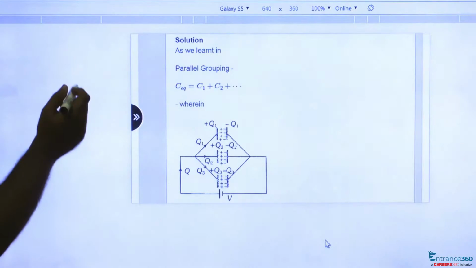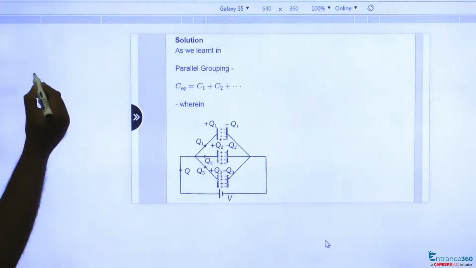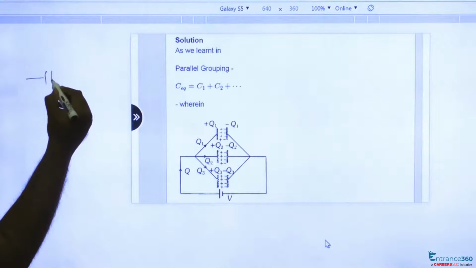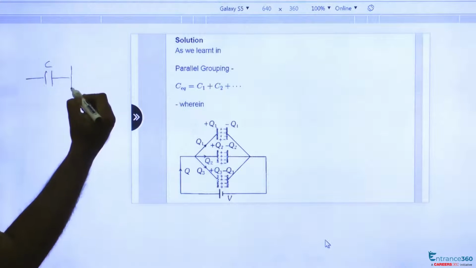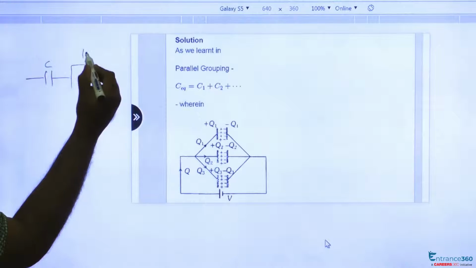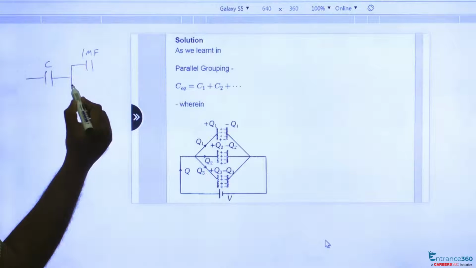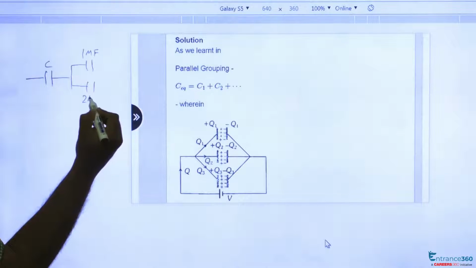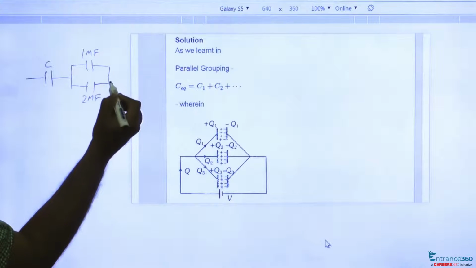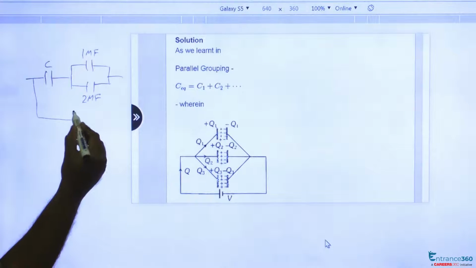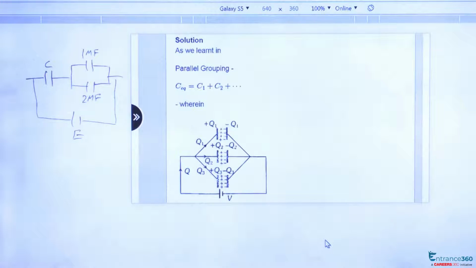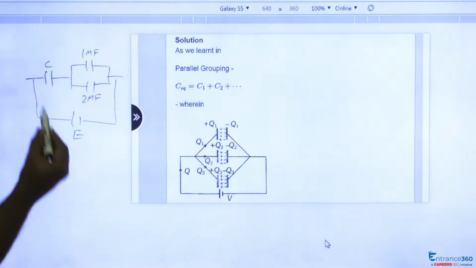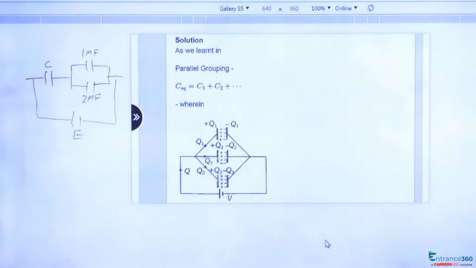As per the given question, we have a capacitance C which is varying from 1 μF to 3 μF, then a 1 μF capacitance and another 2 μF capacitance which are connected in parallel, and this is connected to a voltage source of value E. Now Q2 is varying as a function of C. So let's find out the charge Q2 on 2 μF.